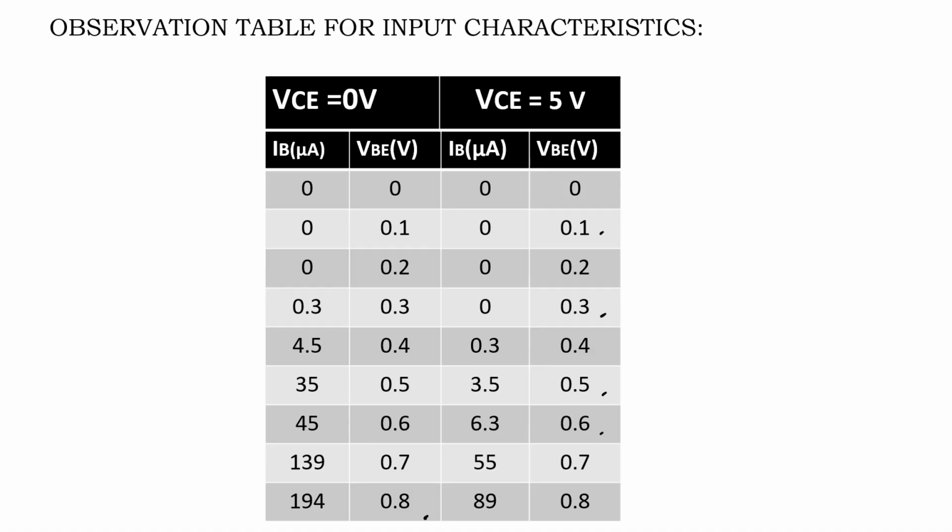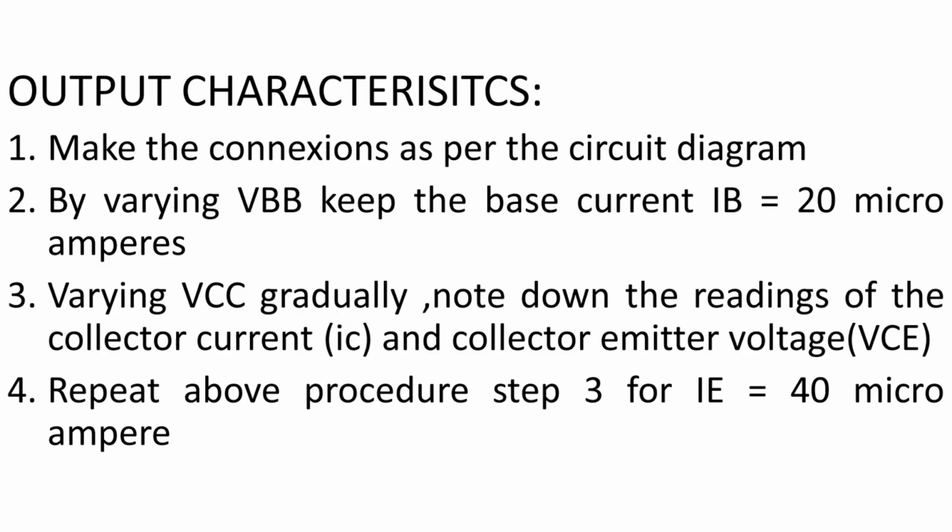Again, by keeping output voltage VC equal to 5 volts, we will vary the input voltage VB: 0, 0.1, 0.2, 0.3, 0.4, 0.5, 0.6. Corresponding, we will note down the values of base current for different values of VBE.